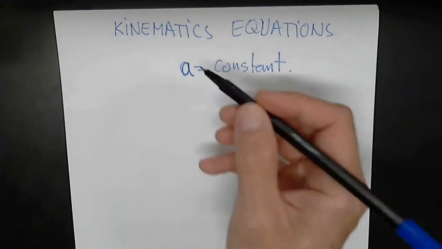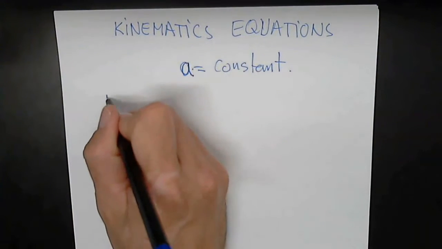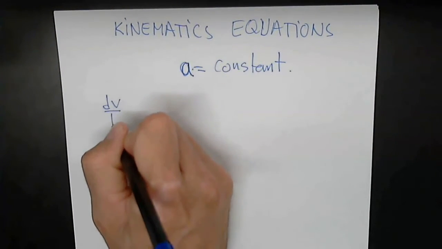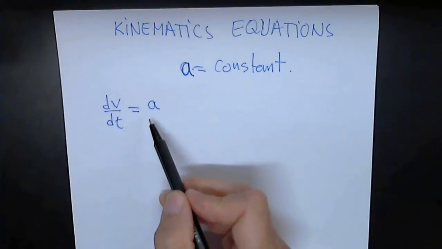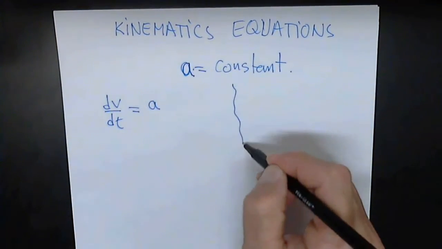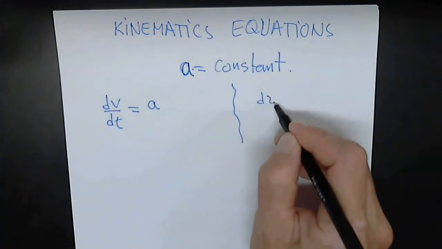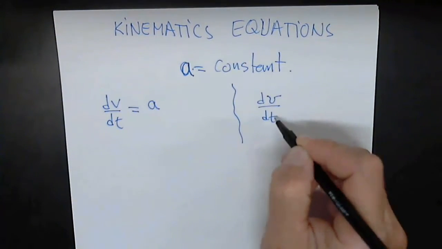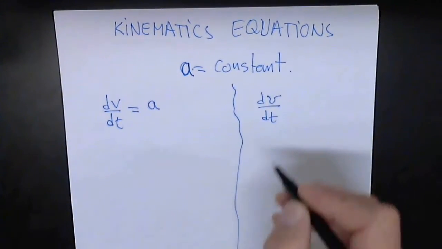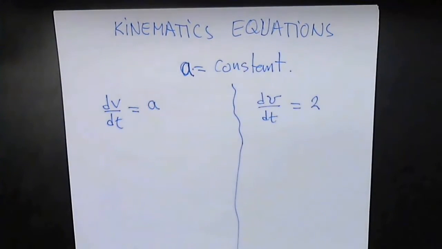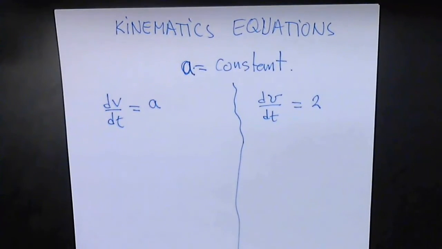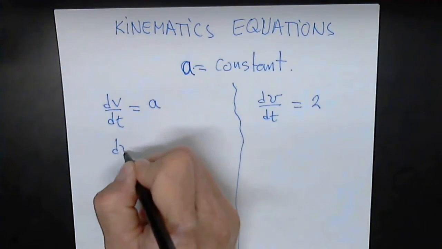So the definition of acceleration is the derivative of the velocity versus time, dv/dt, is a, and a is a constant. And over here I will put it with numbers. Let's pretend that the acceleration is 2 meters per second squared. So you multiply by dt. That's a thing that physicists do.